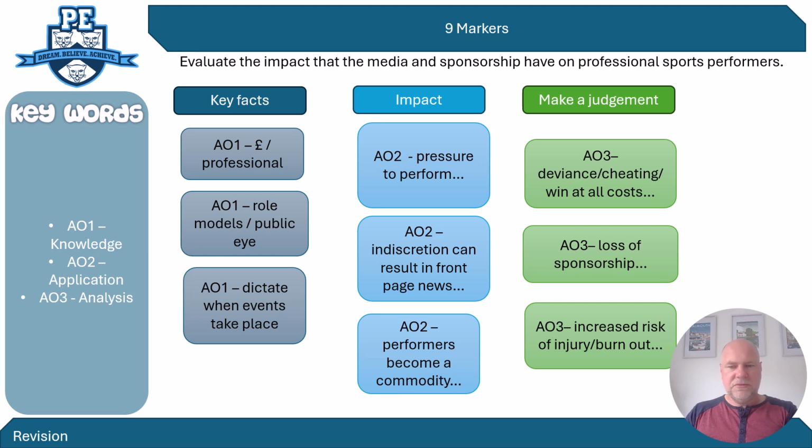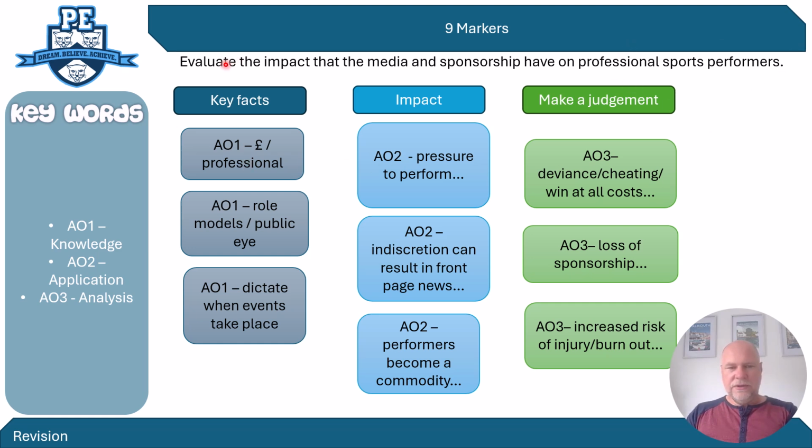All right, let's look at some 9-mark exam questions. Evaluate the impact of media and sponsorship has on professional sports performers. Now, when you look at this question, you want to break it down into a few parts. We've got media, sponsorship, and we've got the impact it has on sports performers.